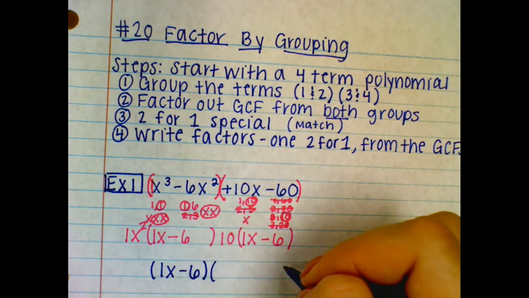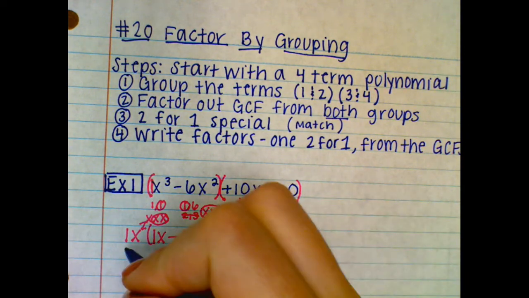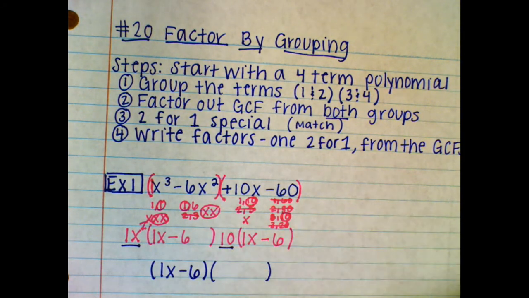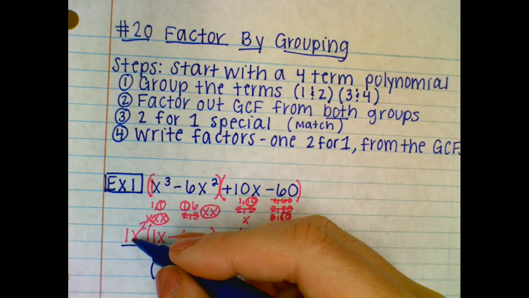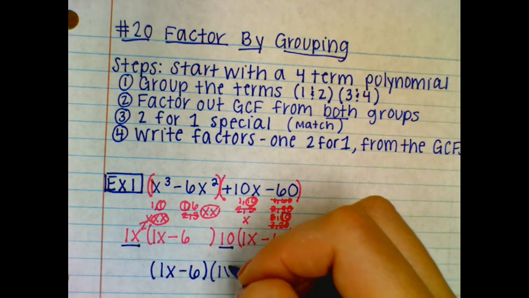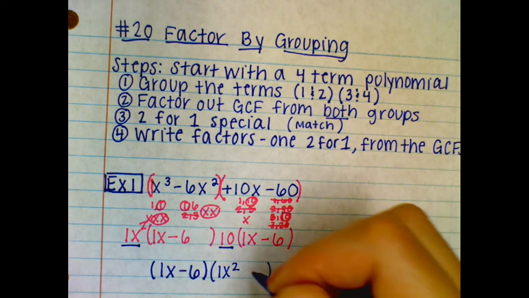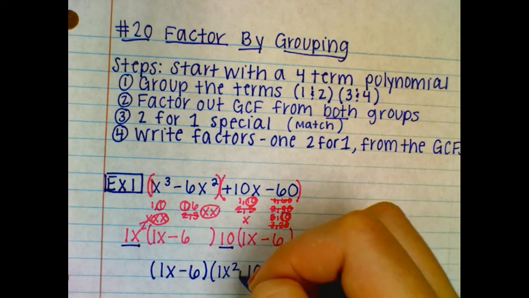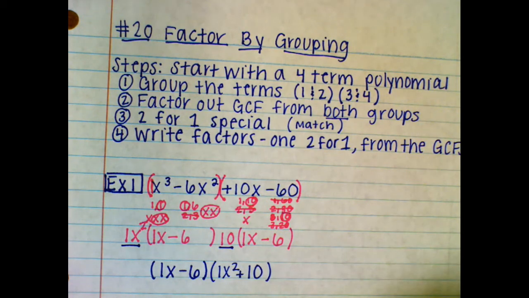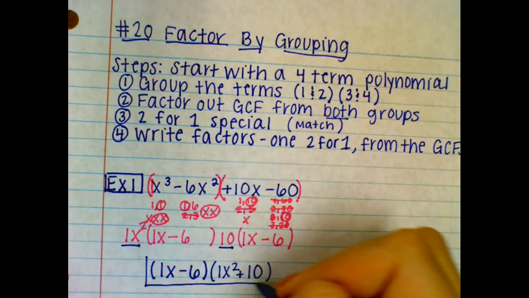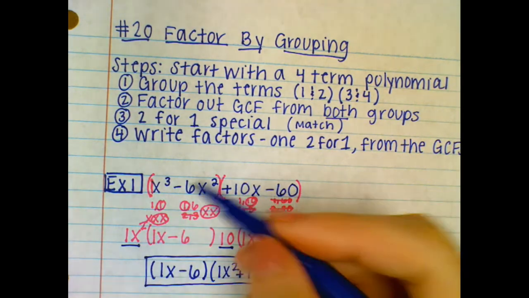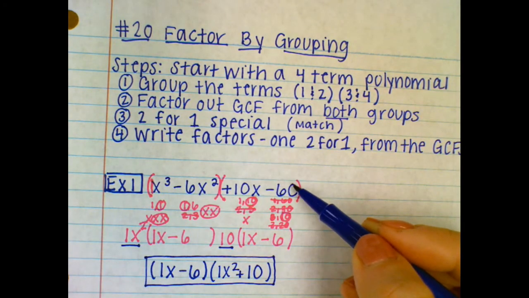My other factor comes from what I had as my GCFs. So this GCF was 1x squared, and this GCF was 10, and it was a positive. So I put them together in 1. This is my factored form of this polynomial.